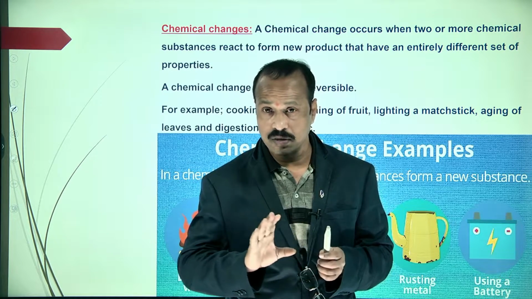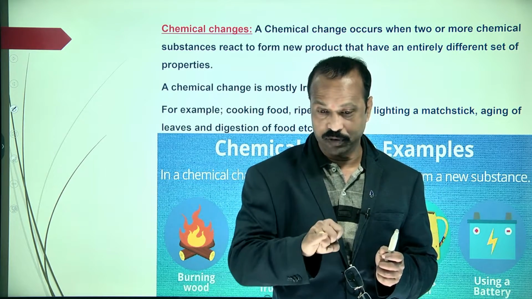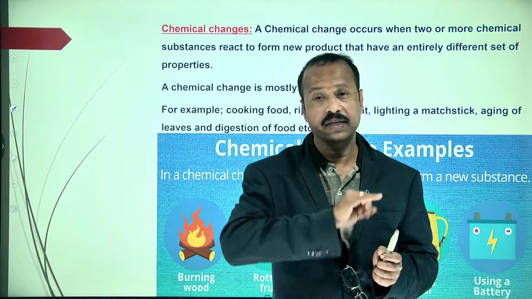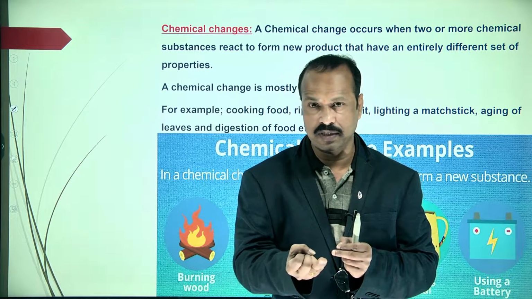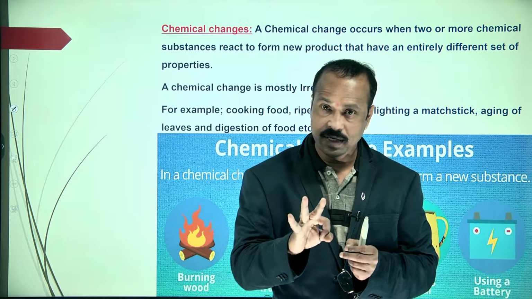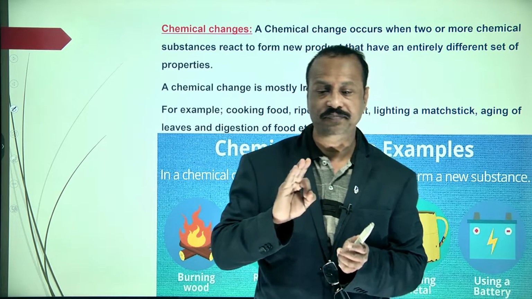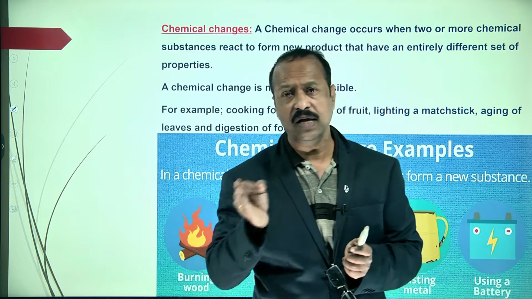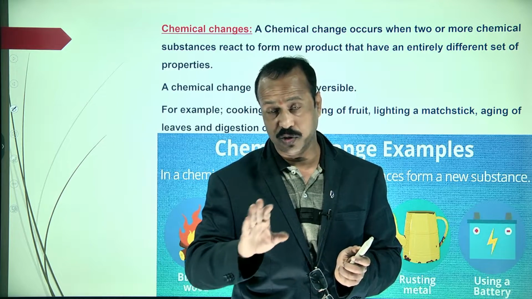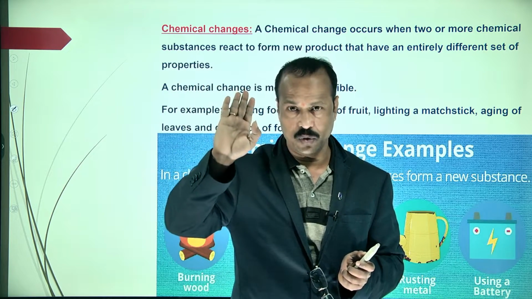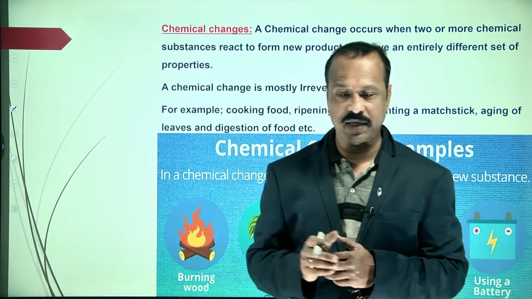Okay, so the most important points you have to remember are: first, there will be a change in composition. Second, if there is a change in the composition, new substances will form. And third, mostly they are irreversible, meaning we cannot reverse it back. And mostly the changes are permanent also. Once they change, forever it will be like that only. So these are some of the properties of the chemical change.